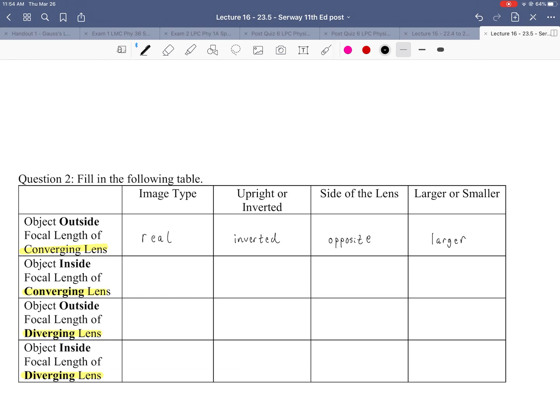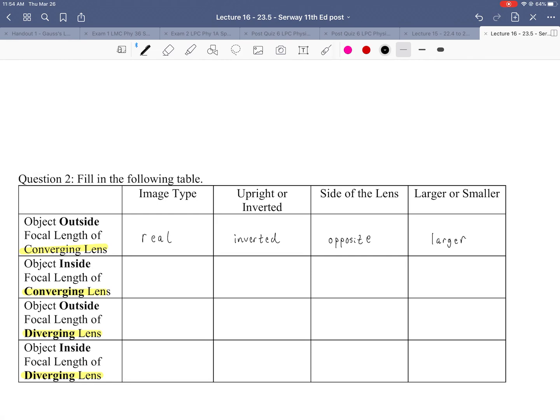Okay, so that is using a converging lens by placing an object outside the focal length. We just saw one where the object was placed inside the focal length, so you can get an idea about how that would play out as well. I want to leave the rest of this table for you to fill in.